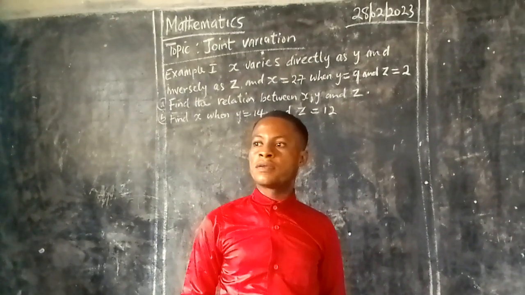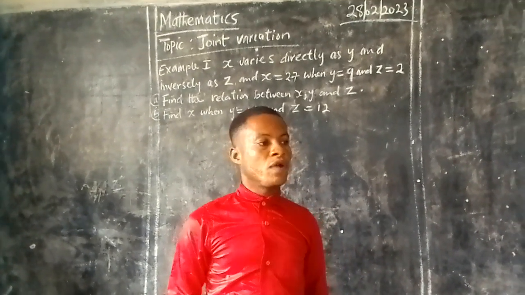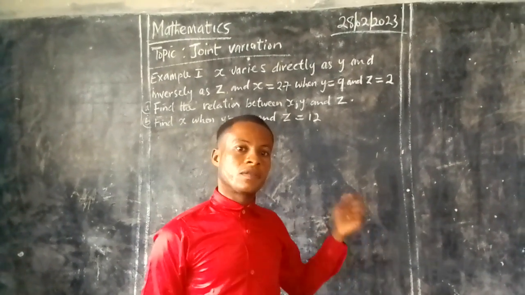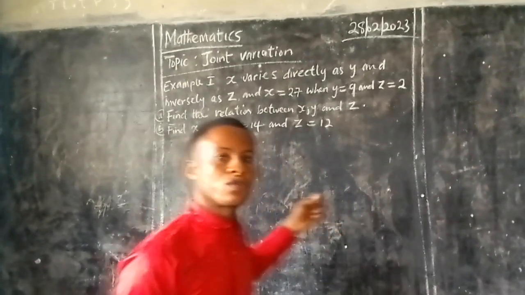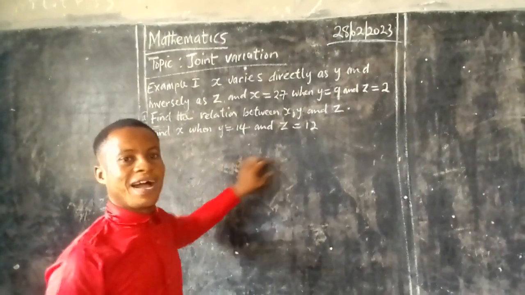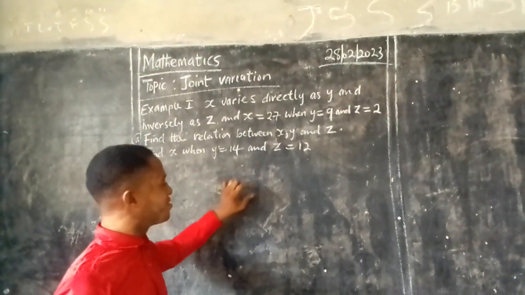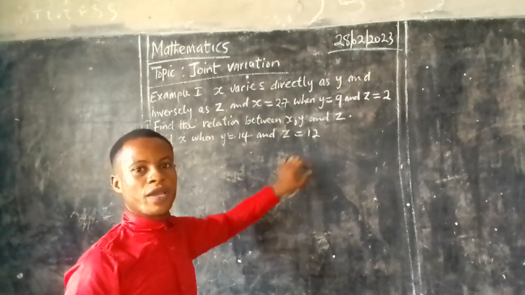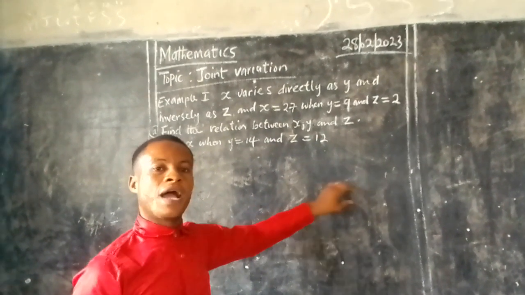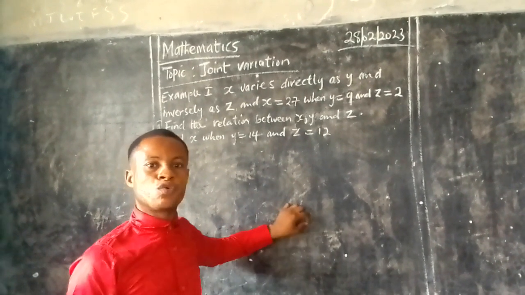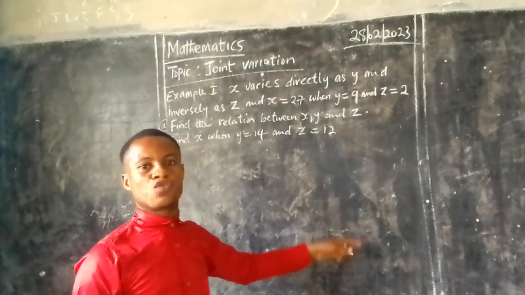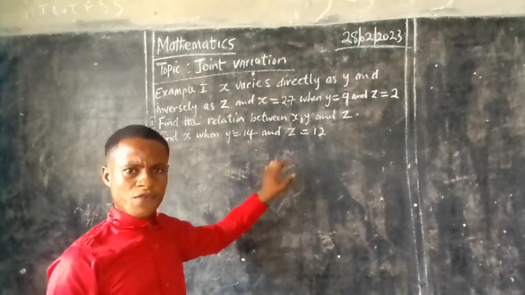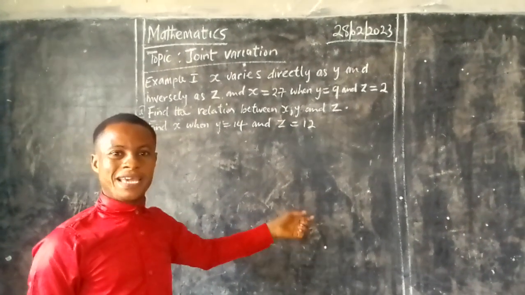Good day, viewers. Today we are going to continue on joint variation. This joint variation talks about the one with direct and the inverse. Joint variation is grouped into two. We have joint variation when it varies directly to a variable and directly to another variable, and also a joint variation when it varies directly to a variable and inversely to another variable.